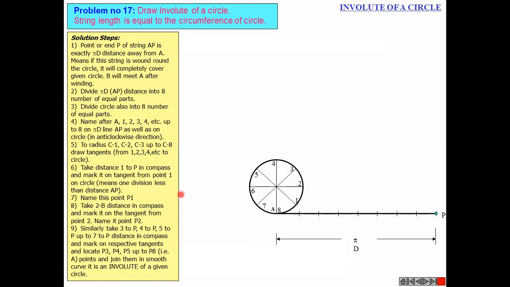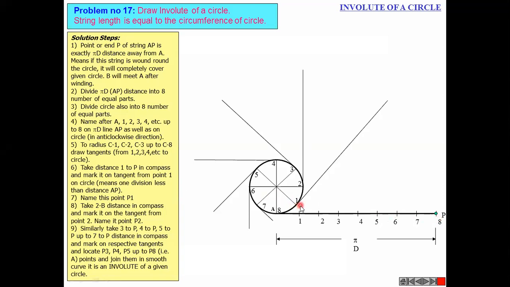Okay. Then the next step is to draw a tangent from each and every point on the circle. All 8 points. At 8 there won't be anything, but still okay. Then the next step is to take a distance equal to 1 to 8. Put your compass on 1 and mark the point. That will be P1. Then 2 to 8 distance, compass on 2 and mark the radius here. So it will be P2, P3, P4, P5, P6, P7, and for 8 to 8 there is no distance. There won't be anything, so there is directly point 8.